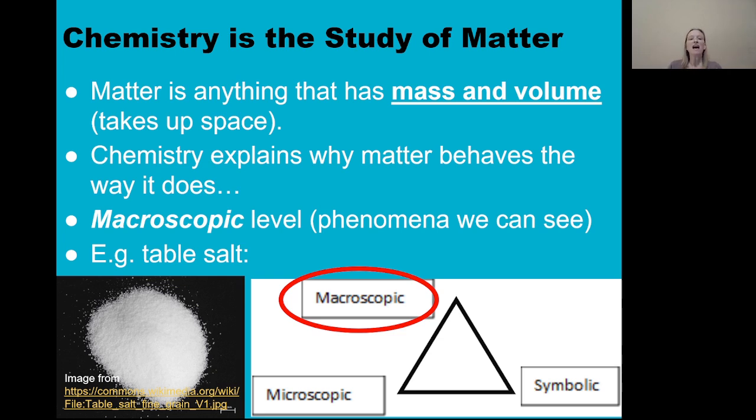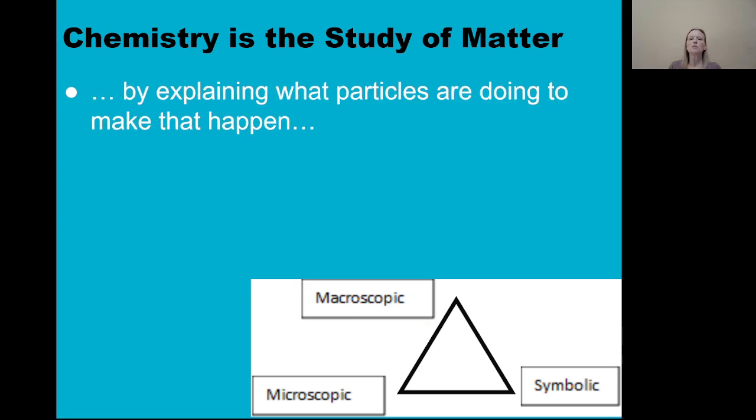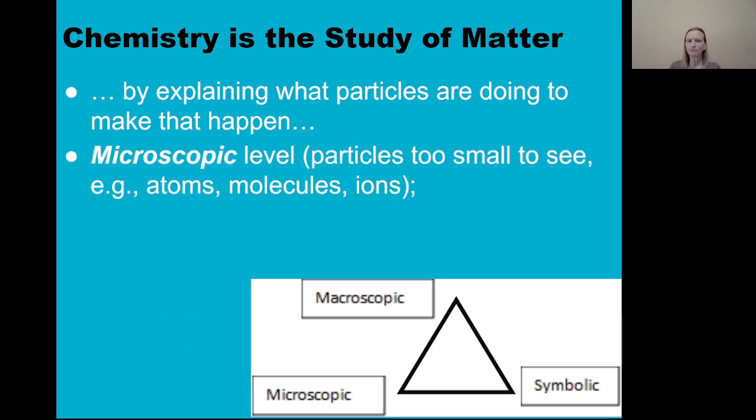And so then we want to tie that to two other levels of understanding. We want to be able to explain what's happening to particles at the microscopic level and also be able to represent what we're seeing using symbols or equations or things like that. So let's look at the microscopic level next. This is where we're explaining what particles are doing to make the macroscopic thing happen. So this is stuff that's too small to see. In fact, we should technically call it submicroscopic because you can't see atoms with a microscope. But still, it's particles that are too small to see.